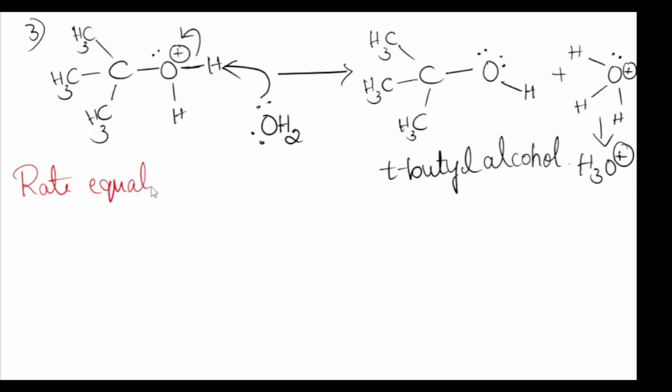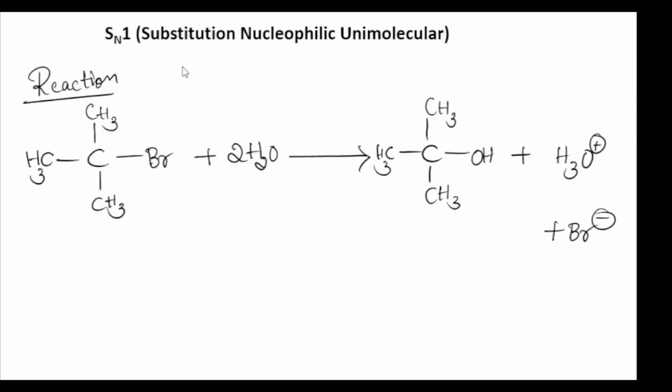Rate equation. I hope the mechanism is clearly understood. Now, what is the use of this rate equation? What is the need for the rate equation? In the SN1 reaction, as an example over here, I am taking two reactants, that is the tertiary butyl bromide as well as the water, which is acting as a nucleophile. This is the nucleophile and this is tertiary butyl bromide.